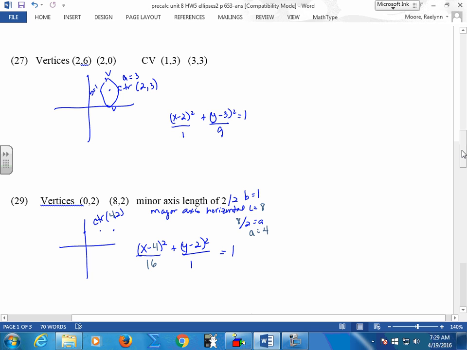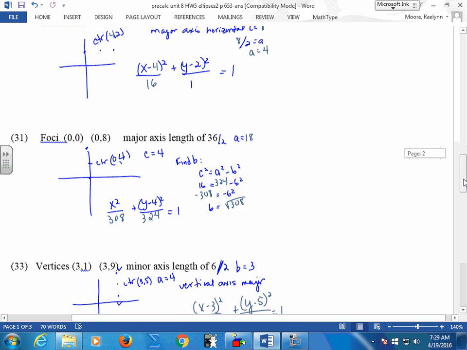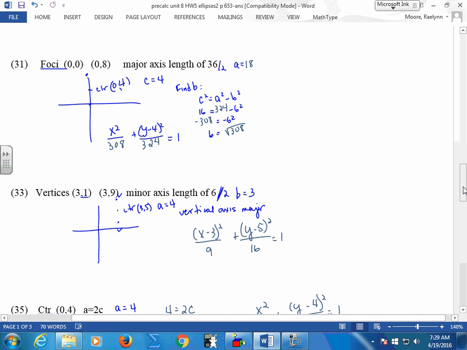Vertex and covertex, those are nice. You can find your centers from there. A minor axis of 2, so there's your minor axis. Your b is 1. Major axis is your a, minor axis is your b. And again, all you're looking for here is just your b squared.